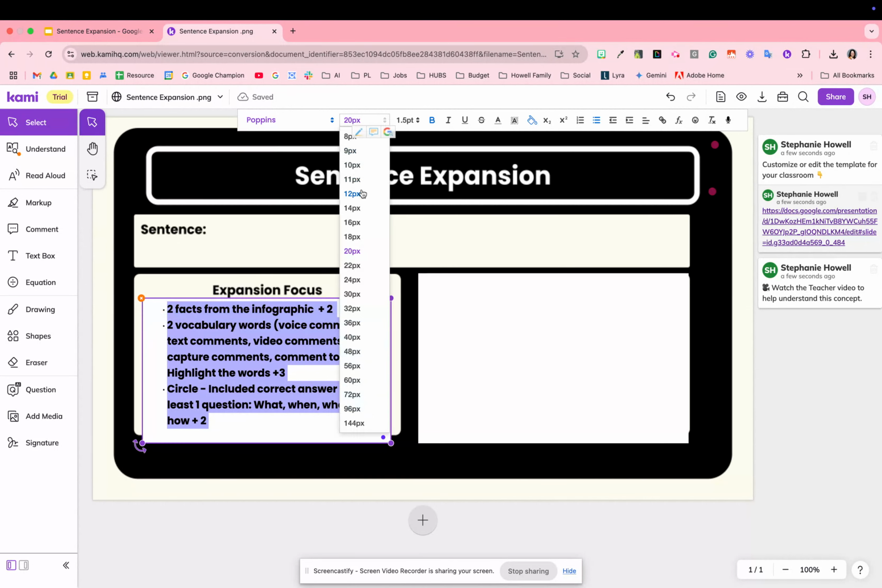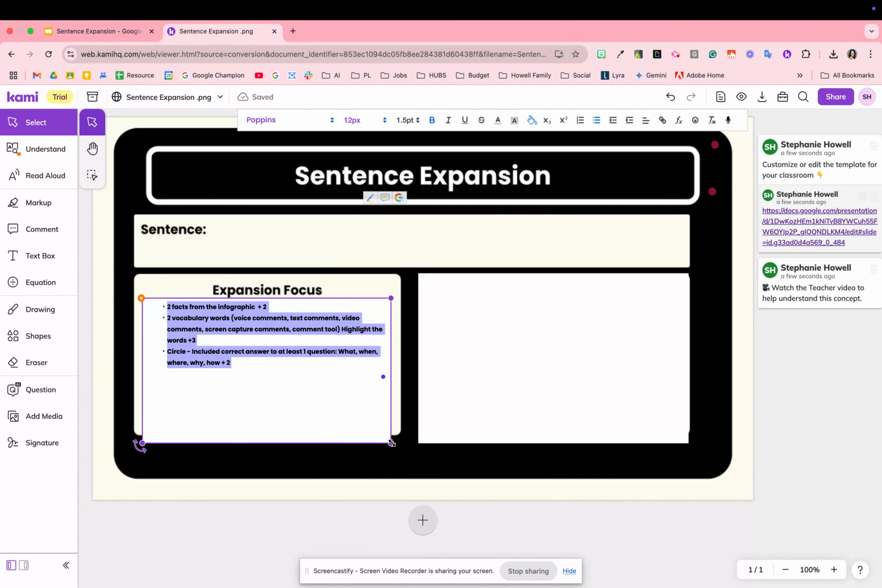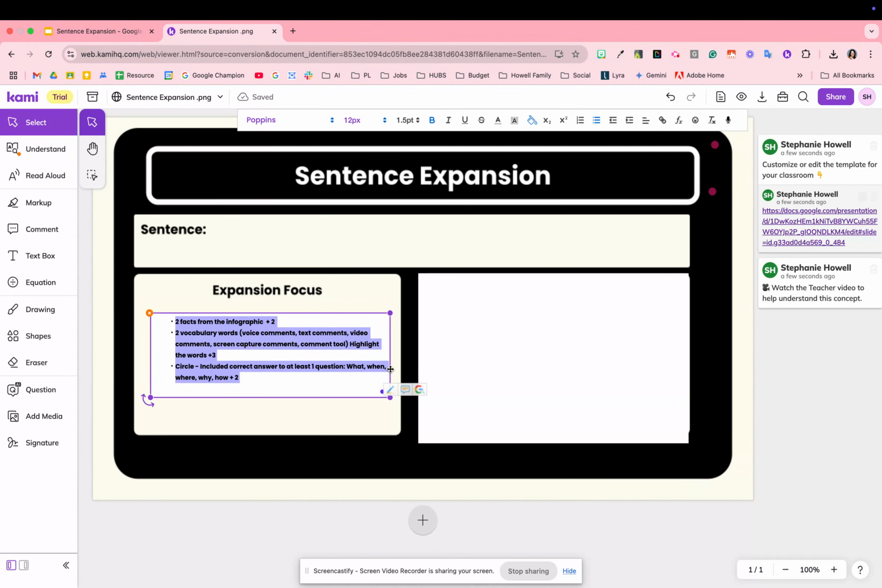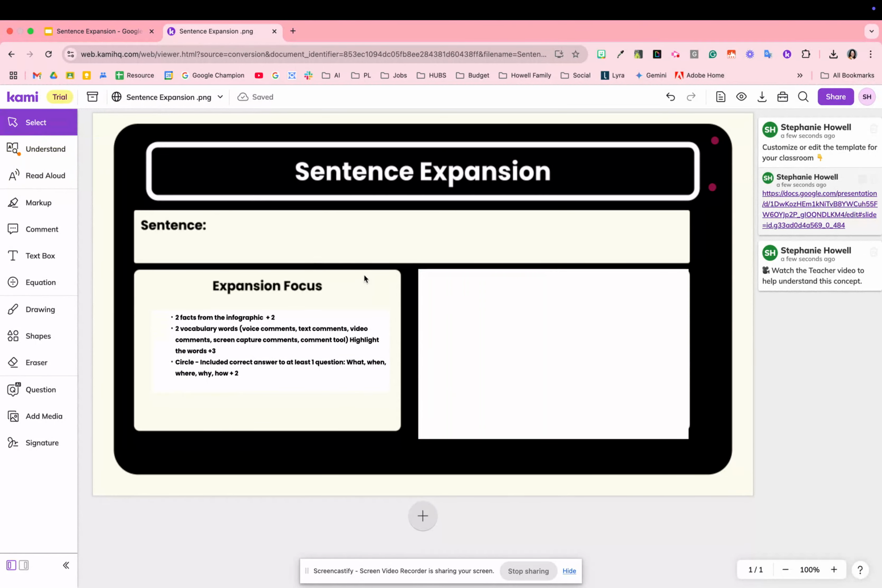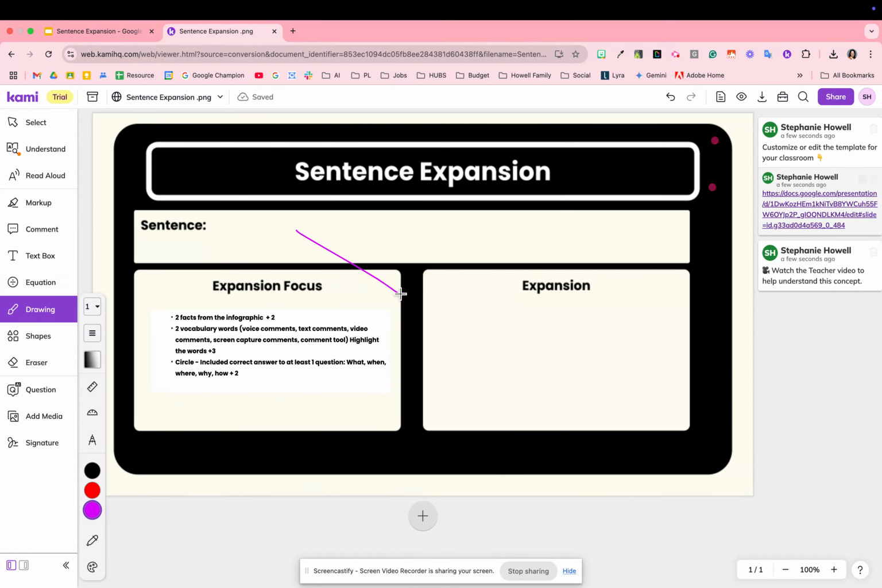I'm going to make it just a little bit smaller. And then my students take what they're supposed to expand, and you could even provide a mini lesson about the topic. You could go over that resource with them. Then they write their expansions here. So they take this sentence and now they're ready to expand to a new level of their learning. So try sentence expansion. It's a great way to get your students thinking and expanding their knowledge about a topic.